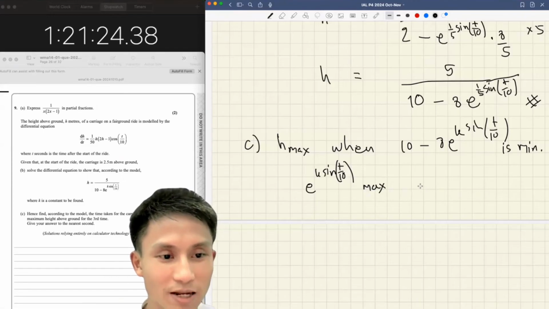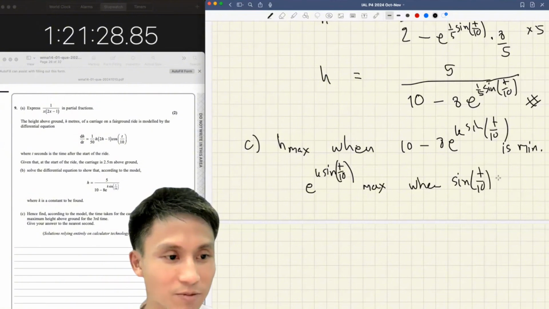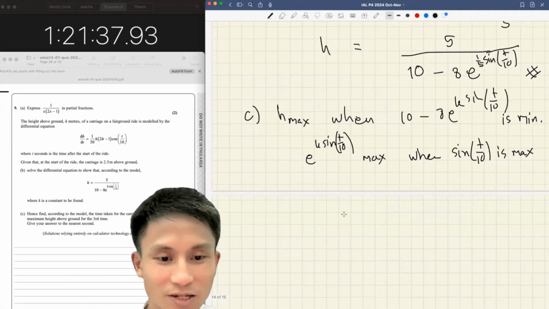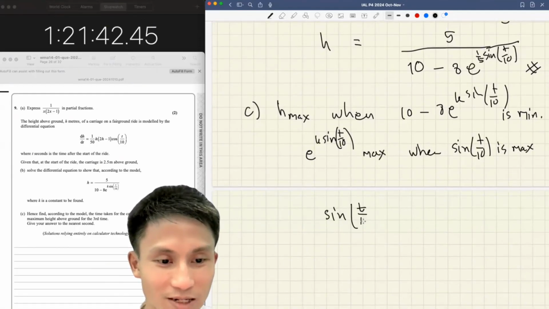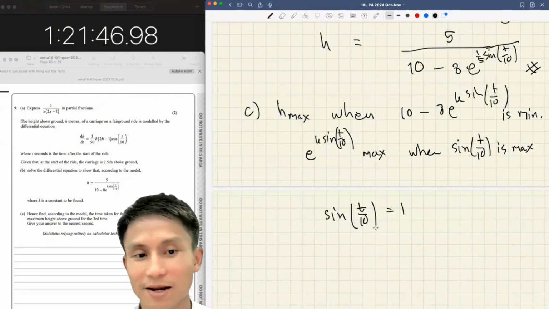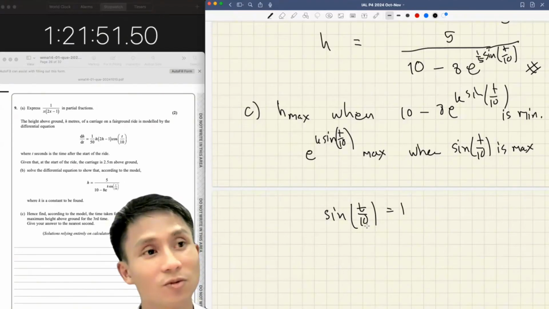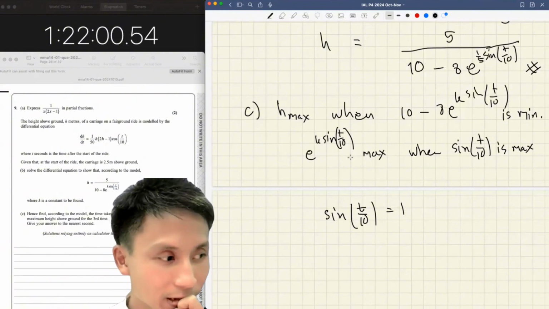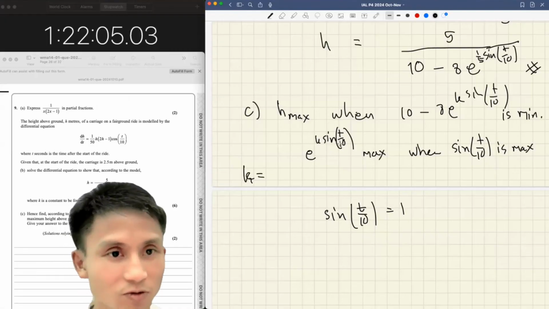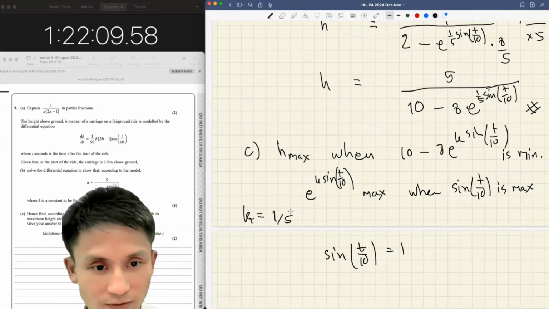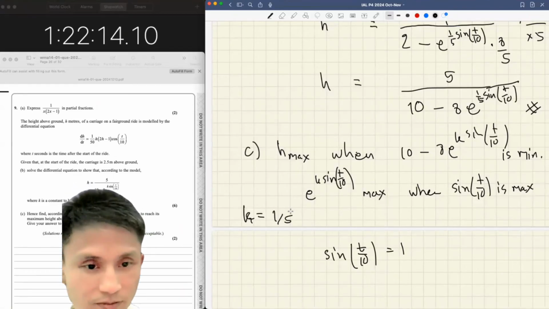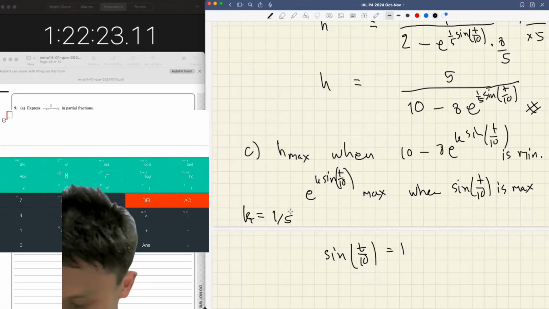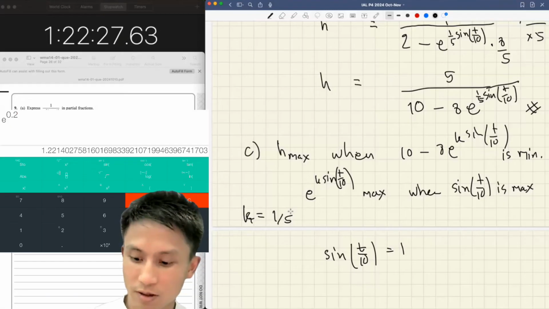And that can be maximum only when sine t over 10 is maximum, because that's the power there. And sine t over 10 is maximum when it is 1, because that's the maximum value it can be. Because we already know that k is equal to 1/5, if sine of that is 1, it's going to be e to the power of 0.2, which is 1.22.